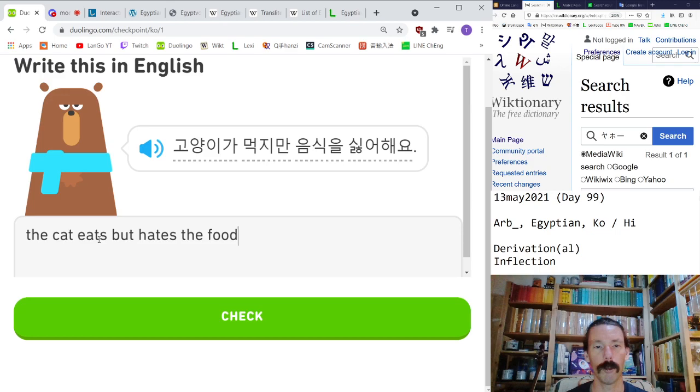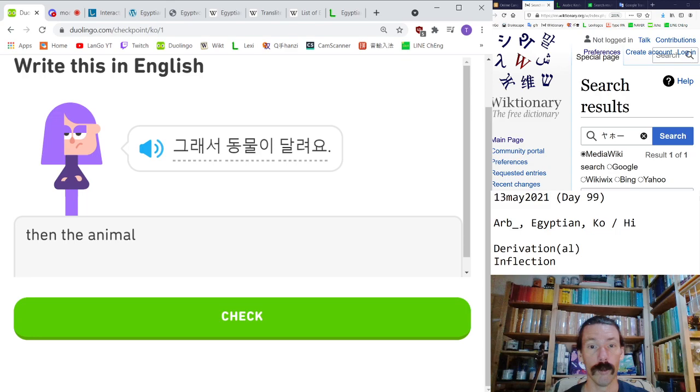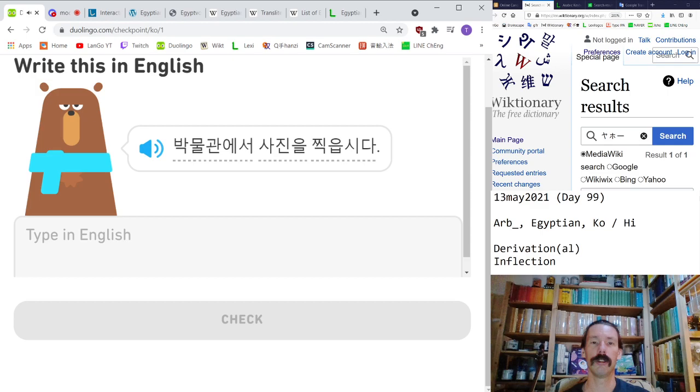지만 works as a unit. 그래서 동물이 달려요. That's the running one. 그래서 would be "then." The animal runs. 박물관에서 사진을 찍읍시다.